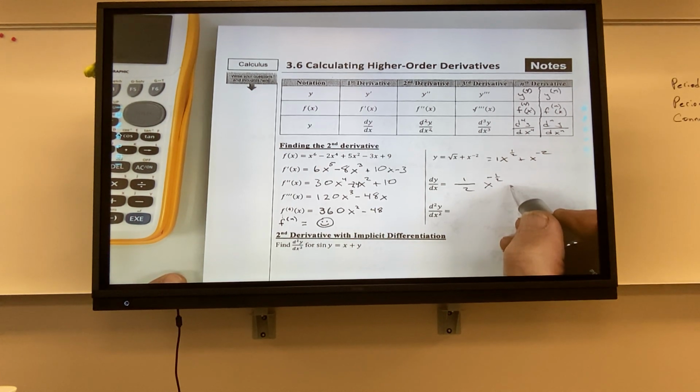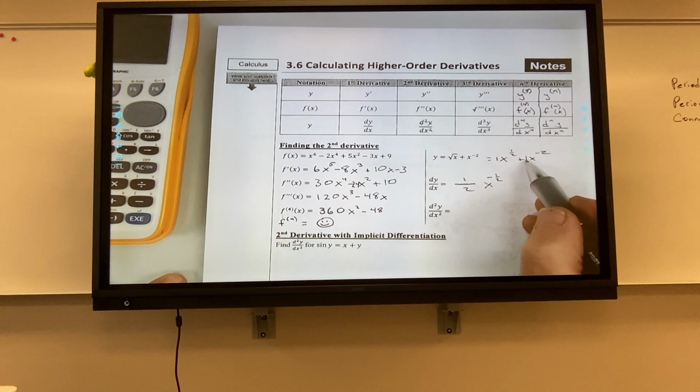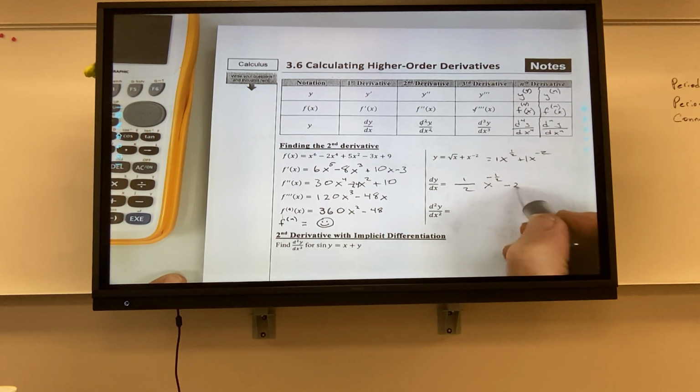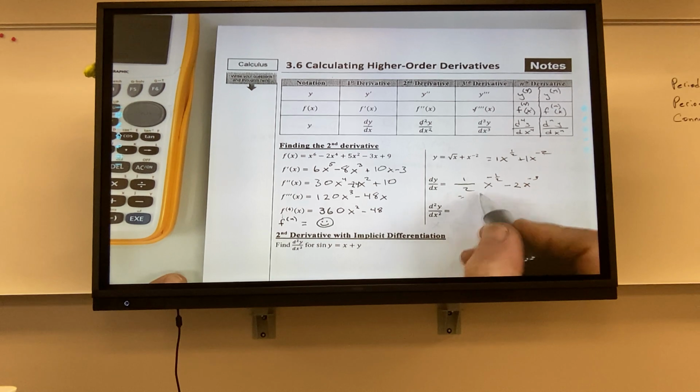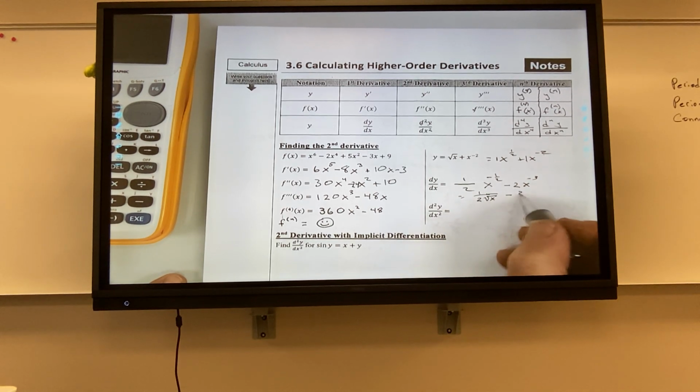1 over x squared. No, there's a coefficient here, 1. So you gotta multiply these two together. Negative 2 over x is to what power? Negative third. So this is the same as 1 over 2 square root of x minus 2 over x cubed, correct? Okay.